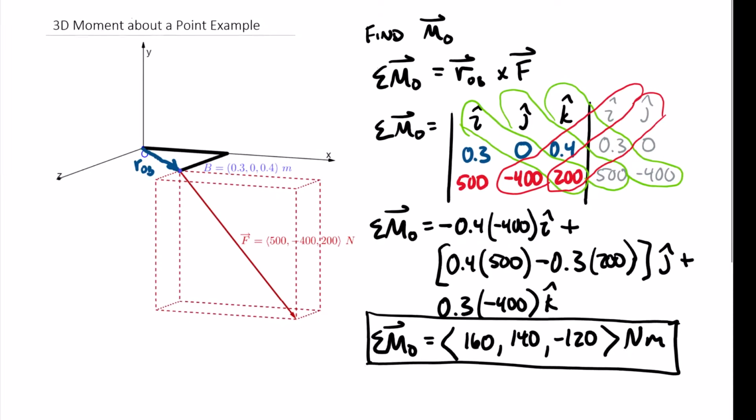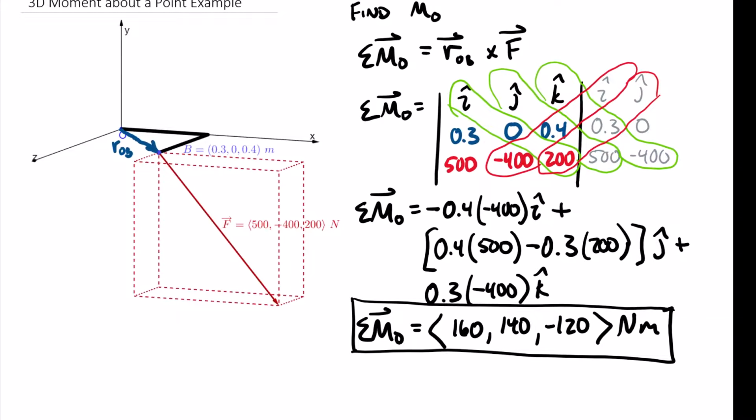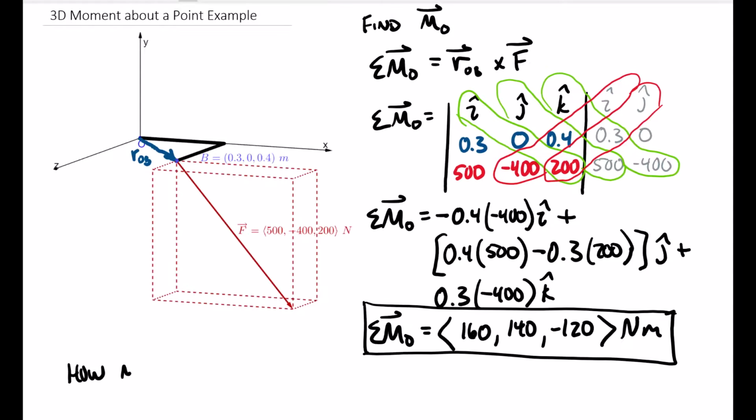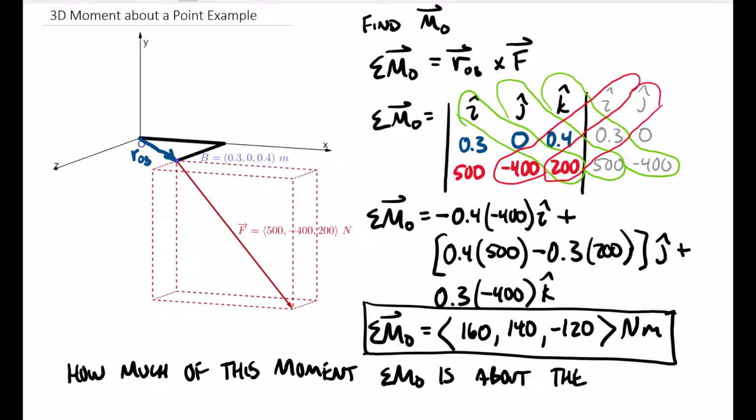So then if we followed up this question with one more simple question, the follow-up question we have is how much of this moment, the sum of moments about point O, is about the x-axis. Now the reason I would ask a question like this is because if this was a nut sitting over here at point O and we're trying to remove that nut with this wrench, this is actually the moment that we're looking for. This is the useful moment that would loosen that nut.